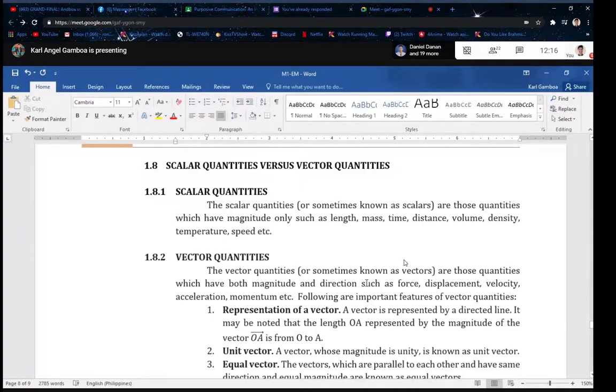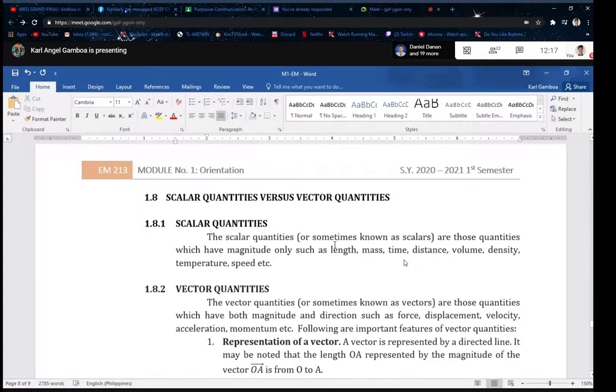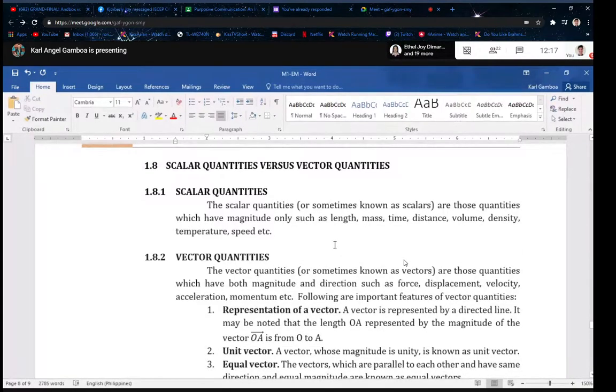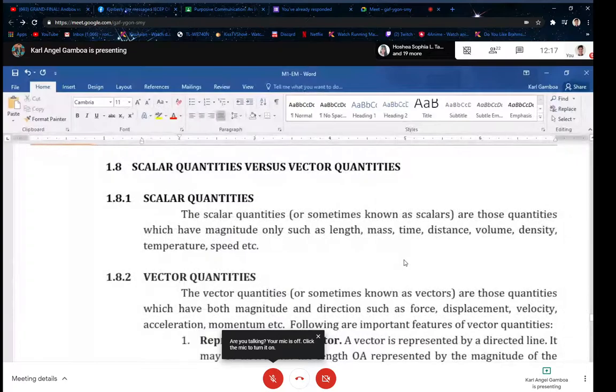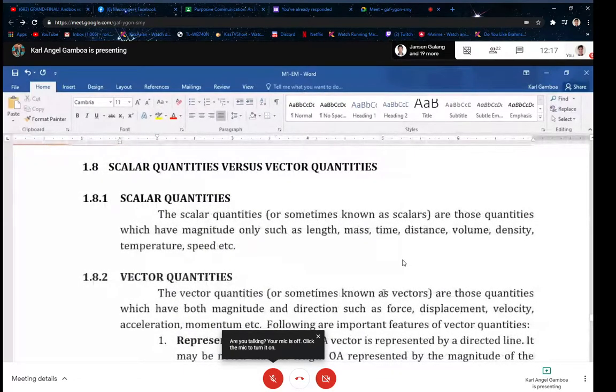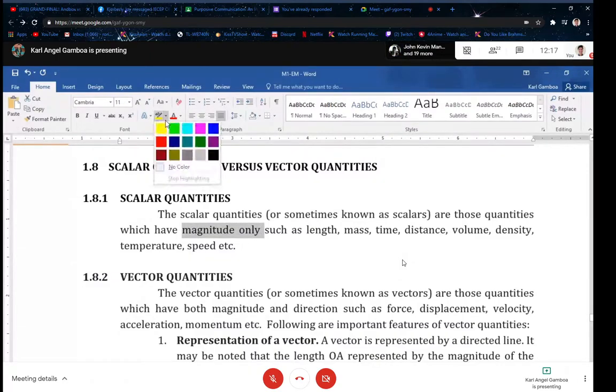Okay? So now, let's start by differentiating the two: scalar quantities versus vector quantities. Scalar quantities, or sometimes known as scalars, are those quantities which have magnitude only. This is the magic term here. When I say scalar, we are pertaining to values or magnitude only, such as length, mass, time, distance, volume, density, temperature, and speed.